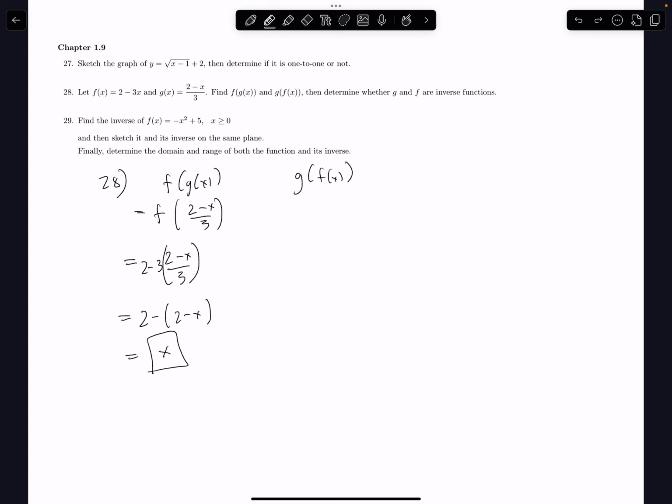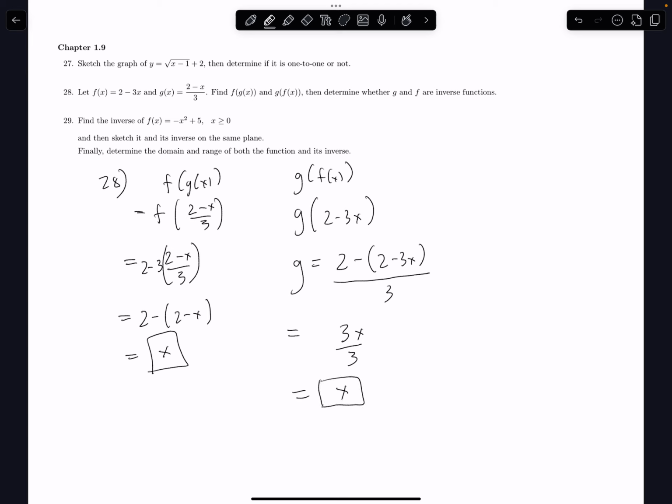Okay, g of f of x. What's that? g of what is f of x? That's 2 minus 3x. What does g do? g says you're going to take 2 minus whatever that was, 2 minus 3x in this case, and divide by 3. So what's that? 2 minus the 2 cancels. The negative of negative 3x is going to give me positive 3x over 3. And positive 3x over 3 is just an x.